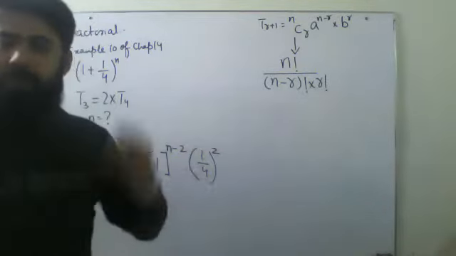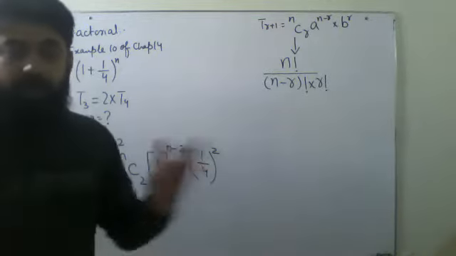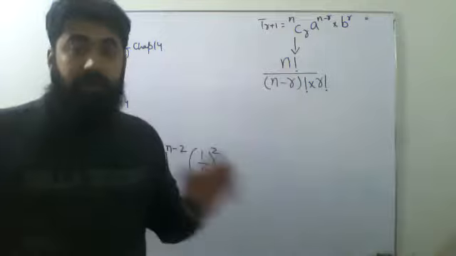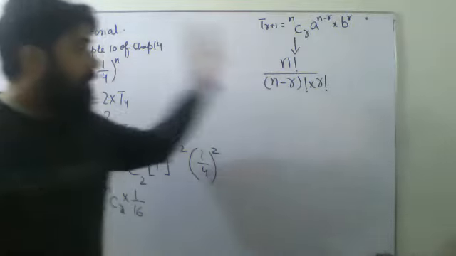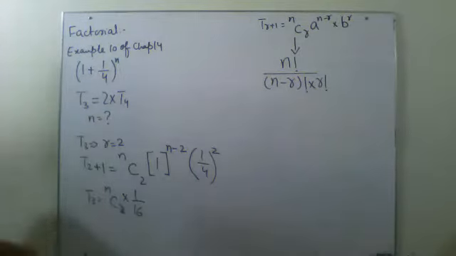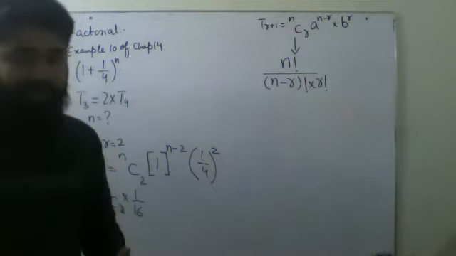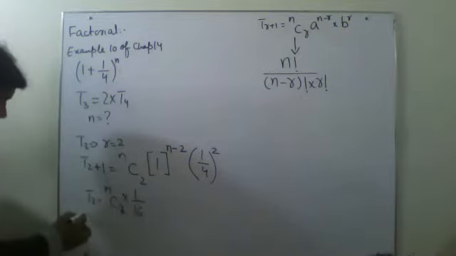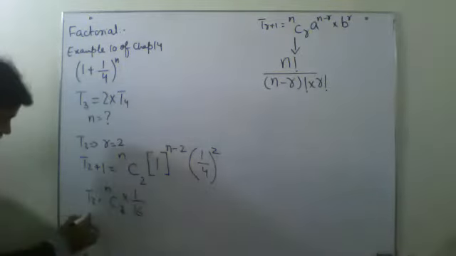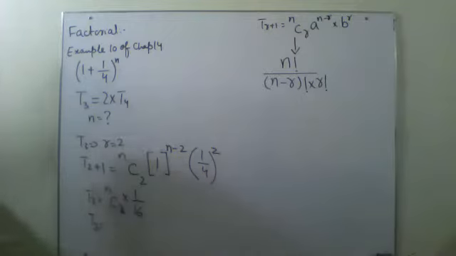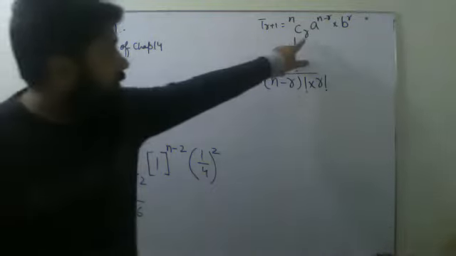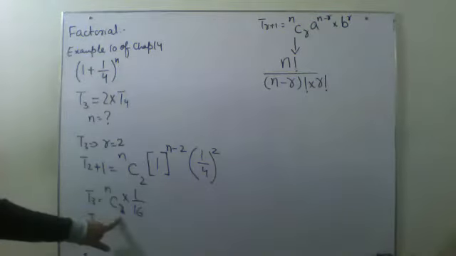Either r was missing or we had to find the value of r. That was the scenario, so we did not need this. But the problem now is that n is missing. I have to get the value of n. How will I do it? See, it's written T3, nC2. What is 2 representing? 2 is representing the value of r over here.